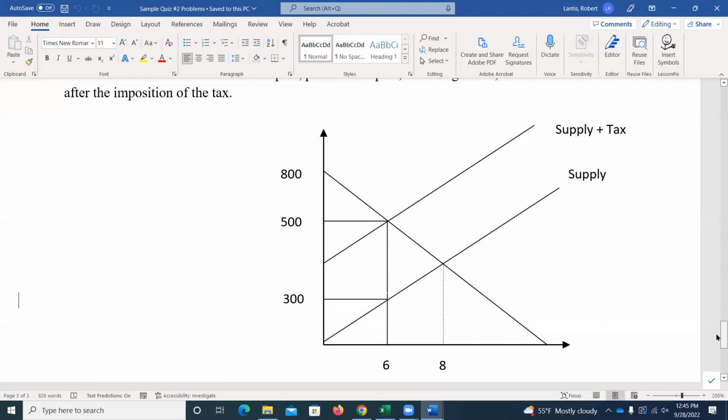Now, like I said, visually I can think about, we said this was the area of this rectangle, right? So 500 minus 300, well, that was the value of the tax, 200, times we're going from 0 to 6, so the base will be 6.